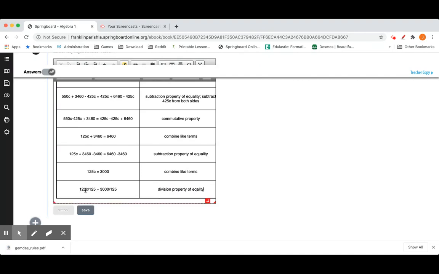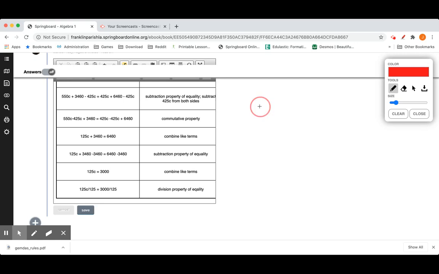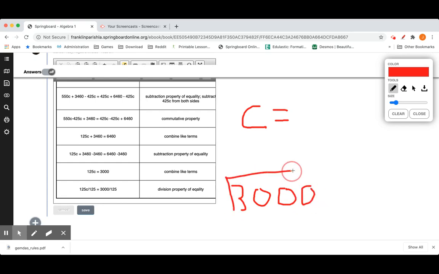And then we can just say 125 divided by 125 is 1C left, and that will equal 3,000 divided by 125. So 125 into 3,000. So let's do that right here. It's going to look a little bit messy since I'm drawing it, but I think you can get the idea.